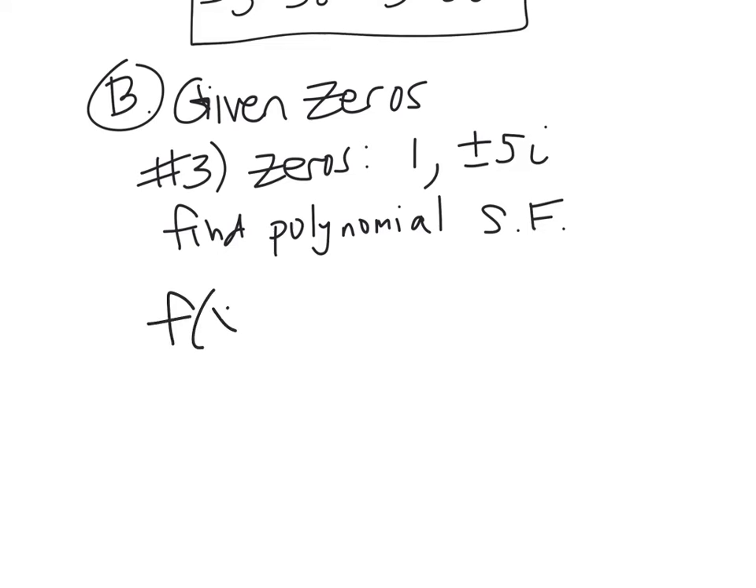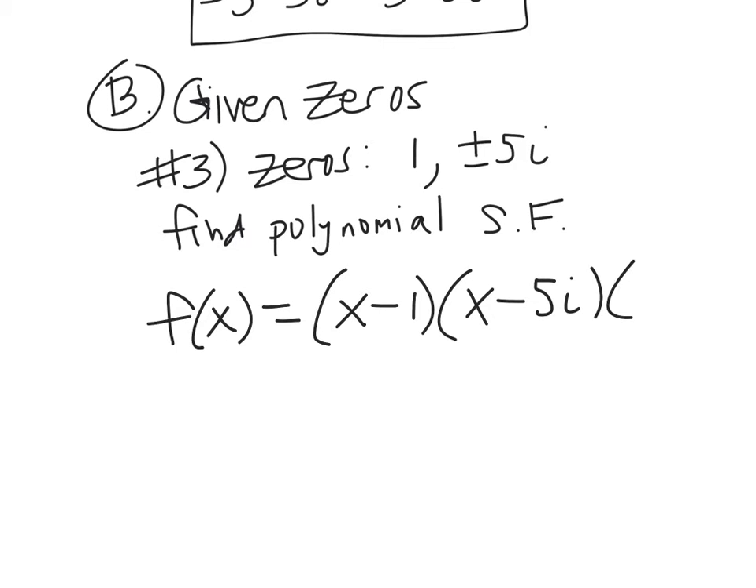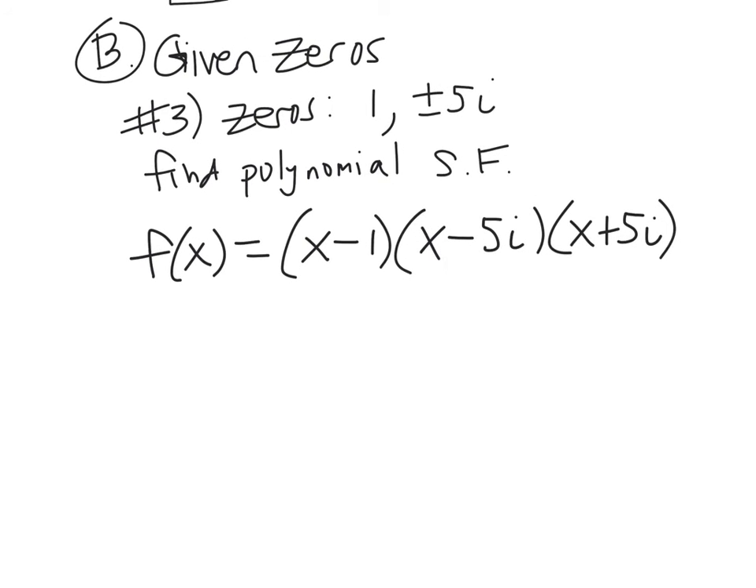So I have f of x equals, my factors would be x minus 1. Then I have plus 5i and minus 5i. So x minus 5i and x plus 5i. Okay? So right now, this doesn't even look like a polynomial. Have you ever seen a polynomial with imaginary numbers in it? No. They're hidden in there. So this one, what we're going to do is we've got to FOIL this whole thing out.